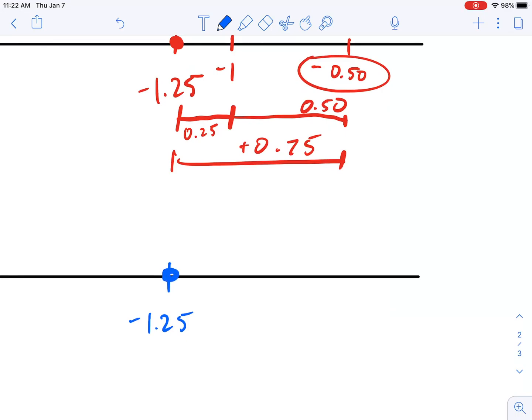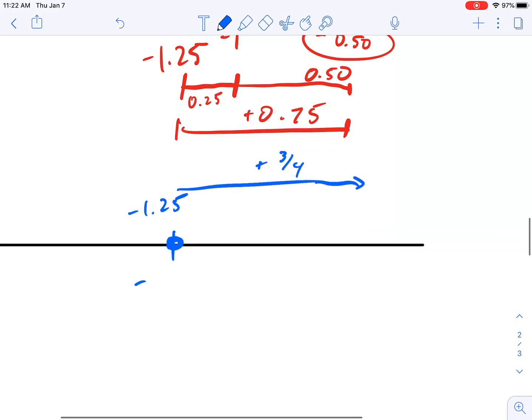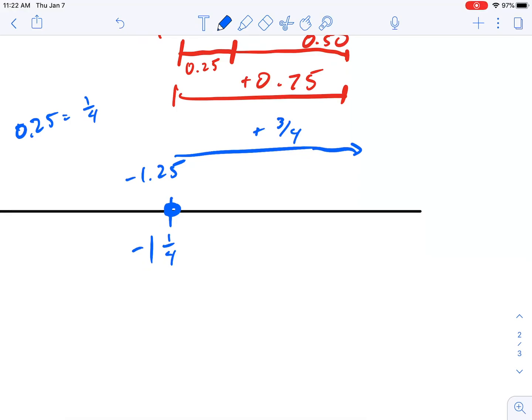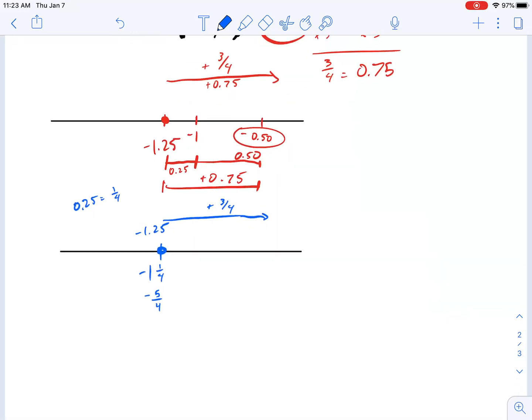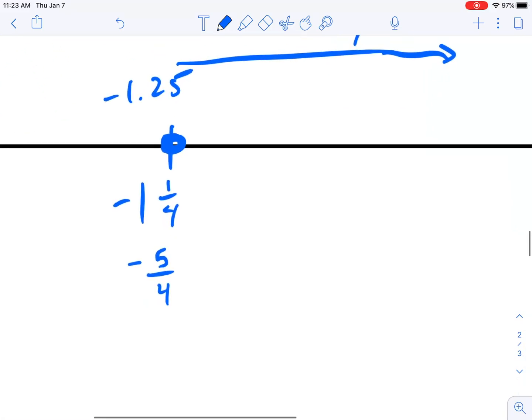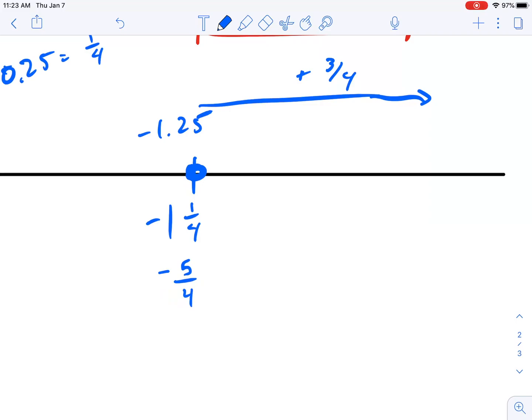We're going to start, same thing, at negative 1.25. We know we're moving to the right by 3/4. I am going to actually write out what the fractions are here. So this is negative 1.25. And you should know that this is negative 1 and 1/4, right? Because we know that 0.25 equals 1/4. Again, you should have that memorized. So this is negative 1 and 1/4, which is the same thing as negative 5/4, okay? Negative 5/4.